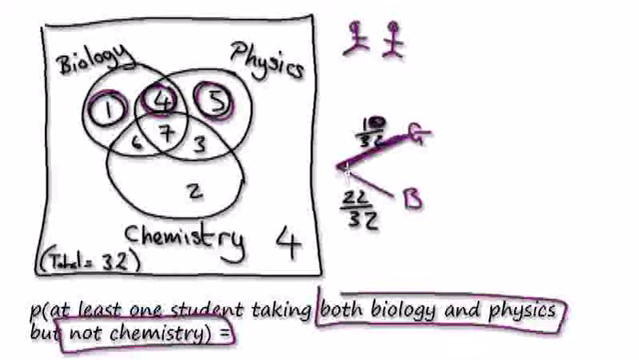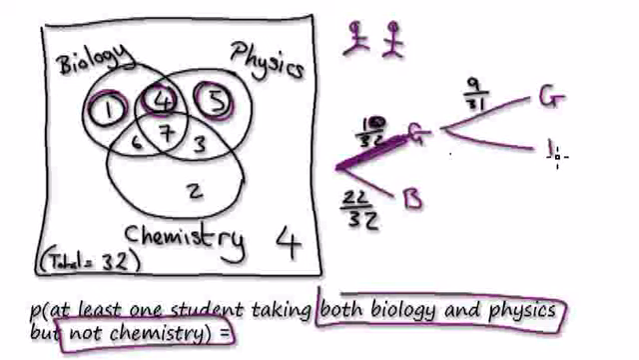Okay, so let's go back to the beginning of time. We've just picked out a good student, so we've gone down this path. What is the probability of me picking another good student? Well, another good student would be 9 out of 31. Okay, the probability of us picking a bad student would be 22 out of 31. Okay, let's go back to the beginning of time.